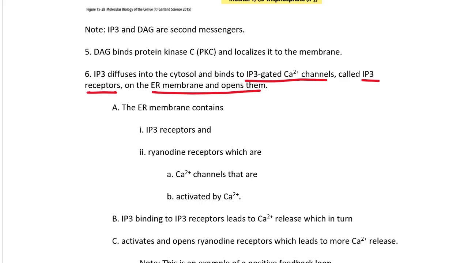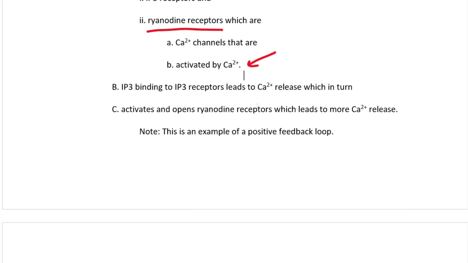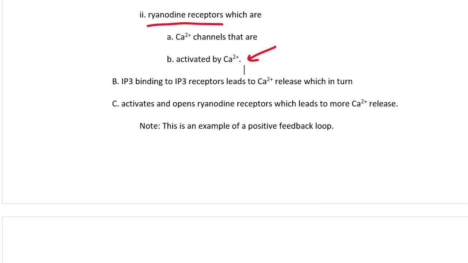The ER membrane contains IP3 receptors and ryanodine receptors, another receptor, which are calcium channels that are activated by calcium. So these ryanodine receptors, unlike the IP3 receptors, have binding pockets for calcium, where once calcium is bound to them, they will open and conduct calcium. IP3 binding to IP3 receptors leads to calcium release, which in turn activates and opens ryanodine receptors, which leads to more calcium release. This is an example of a positive feedback loop.